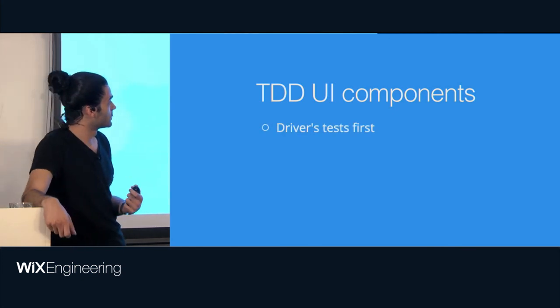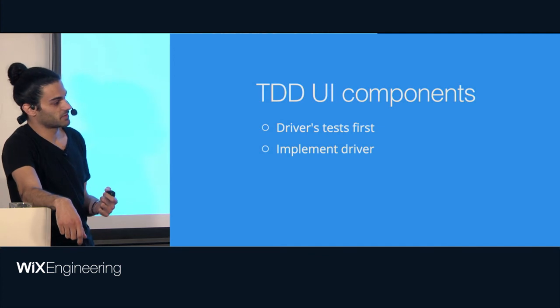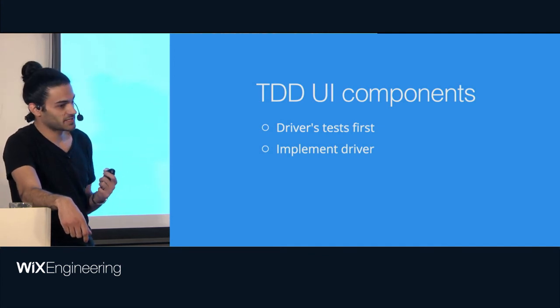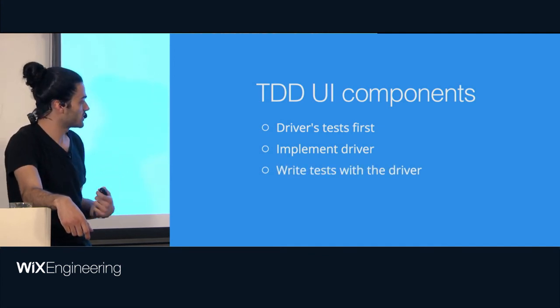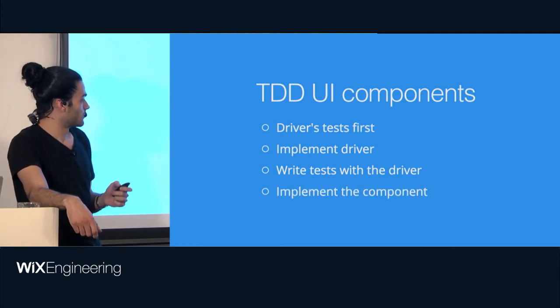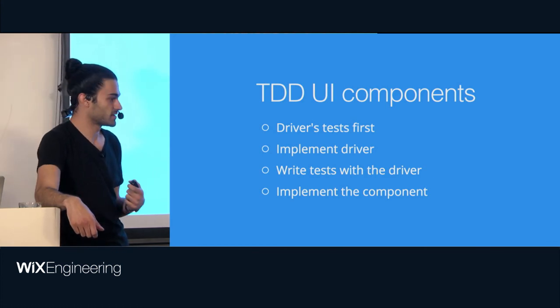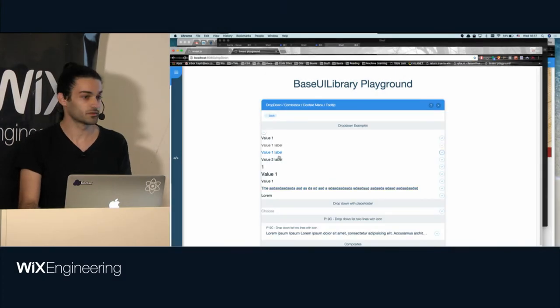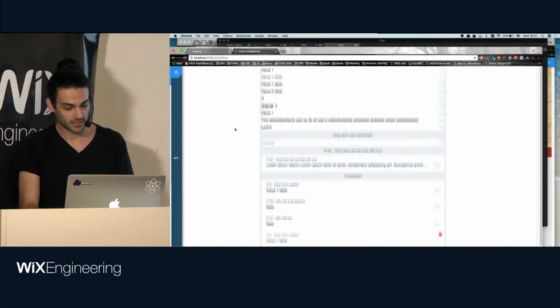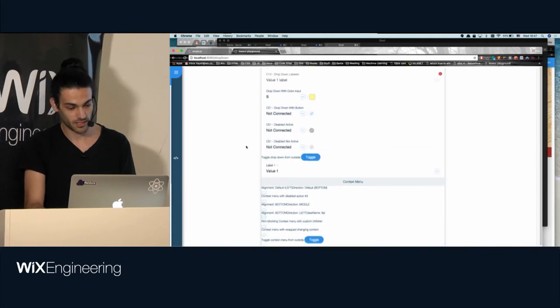We first write the test, then we implement the drivers. Now the driver doesn't work yet, but we use it to write the test for our component. So now we can implement the component, and everything just clicks into place. This is the playground that we use to customize and work with the component. This is a dropdown.